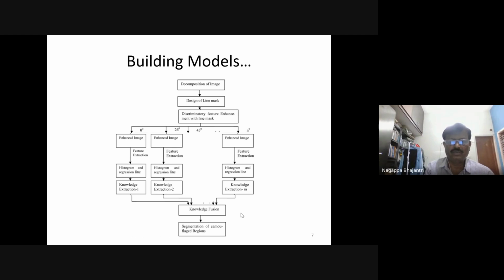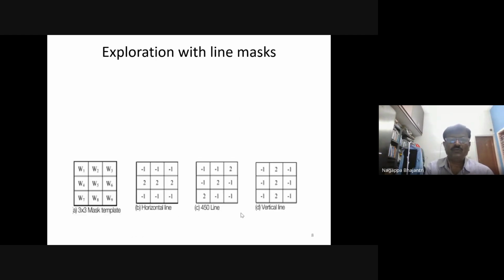So this is a global strategy which we have exercised in this effort, via line mask, to find the defects in a given image, right? So that will happen. Let's take an example. The mask size is normally 3 cross 3, 5 cross 5, of course. For that we have a horizontal line, and also a 45-degree line.